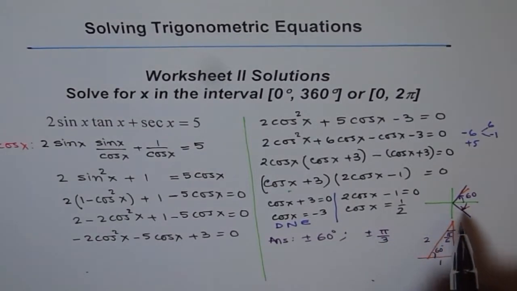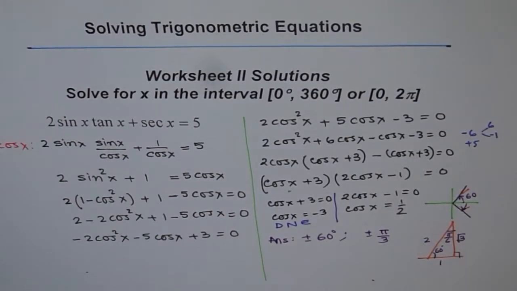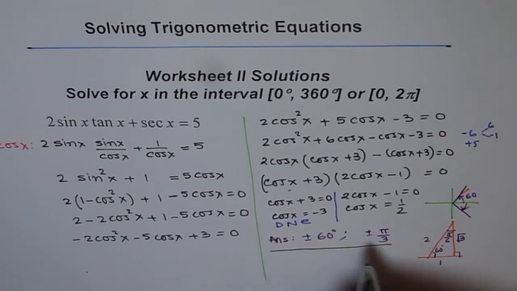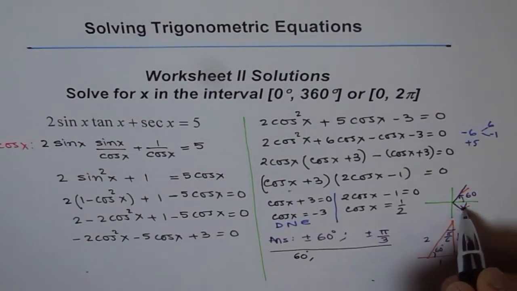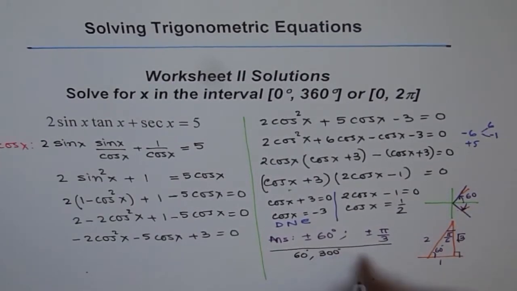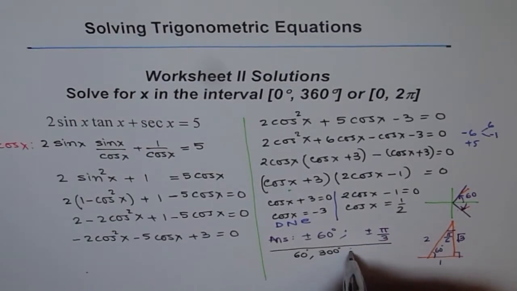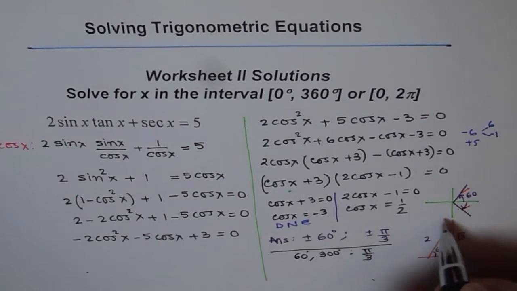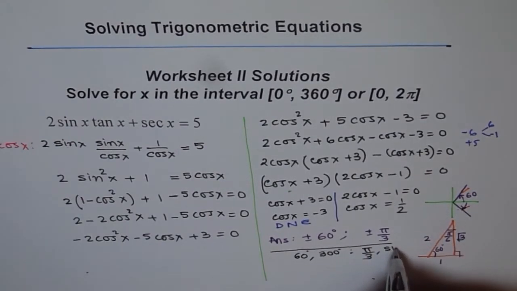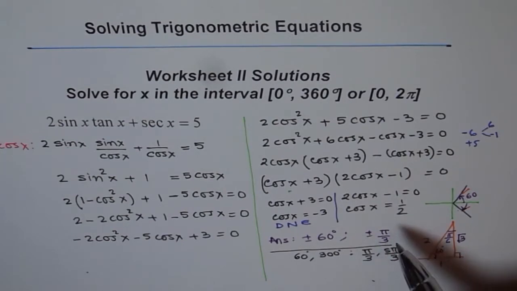If you are specifically told to write in the principal angle, then the answer should be written as 60 degrees and 360 minus 60, that is 300 degrees. So these become your solutions. And in radians, it should be pi over 3, and 3 pi's here and 3 here to make 6, minus the one pi, so 5 pi by 3 is the solution. So these are the two valid solutions for the equation given to us.